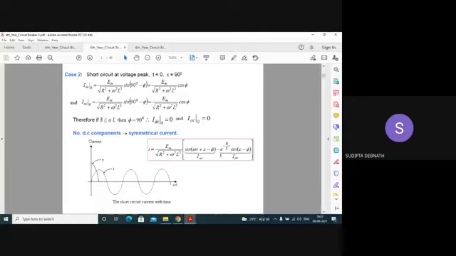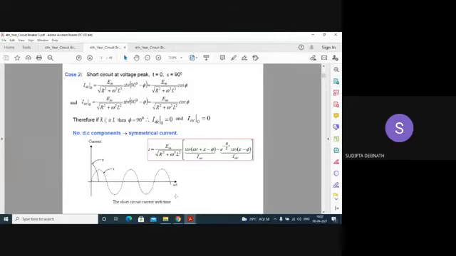But you think about the DC component. Even when you write the general expression for the DC component, it will be Em by omega L e to the power minus R by L t cos phi. So phi is 90 degrees, so cos phi is always 0. At every instant of time, this DC component will become 0. So it will have no DC component, only symmetrical current will be there.